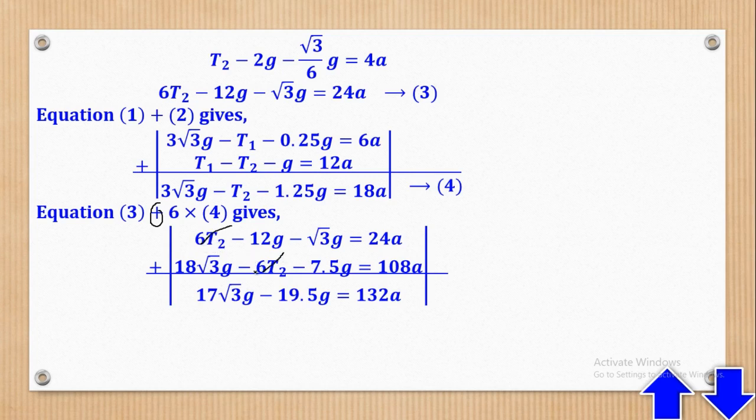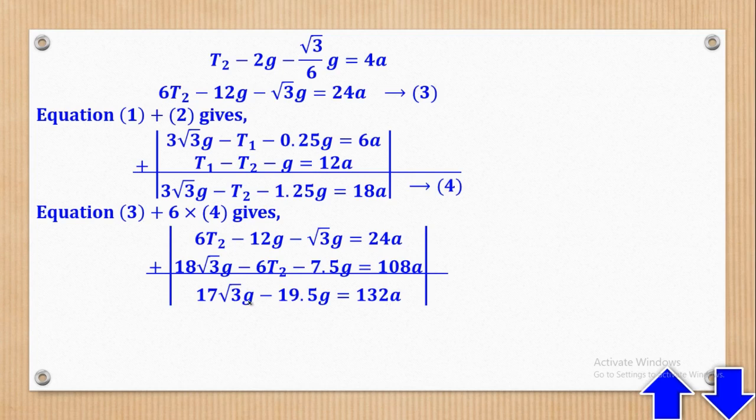So this T2 has cancelled. So this 18 root 3G minus root 3G will give me 17 root 3G. Then negative 12G plus negative 7.5G will give me negative 19.5G here. Then 24A plus 108A will give me 132A. So I've managed to eliminate all the tensions, and I only have A as the only unknown.